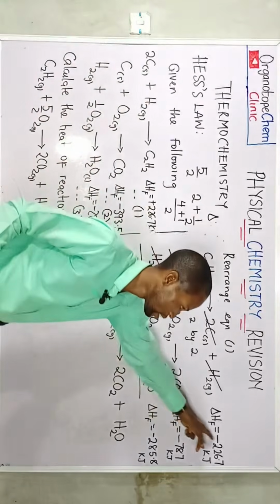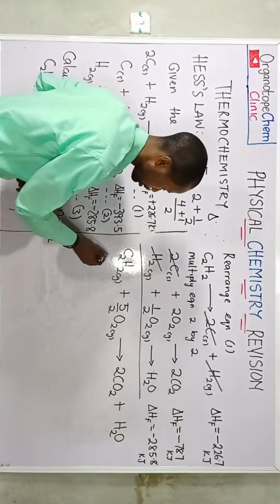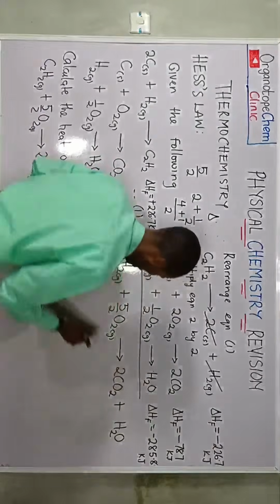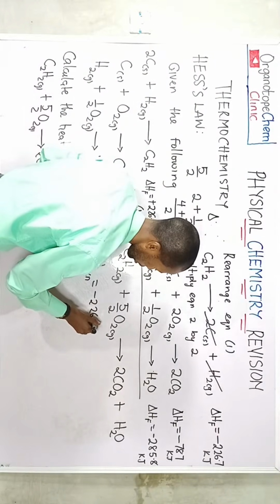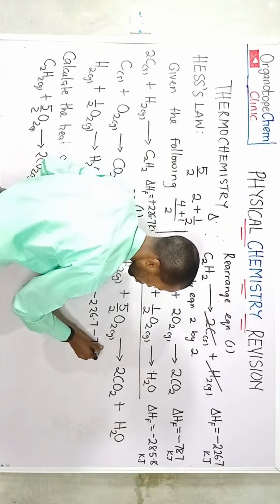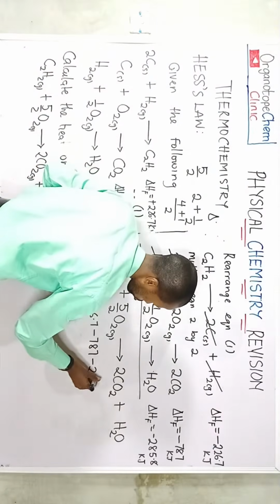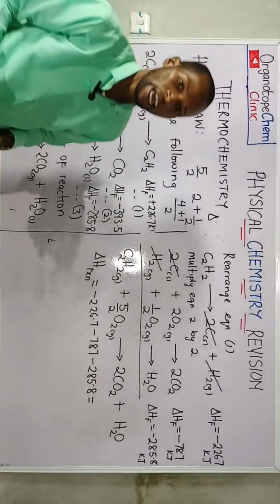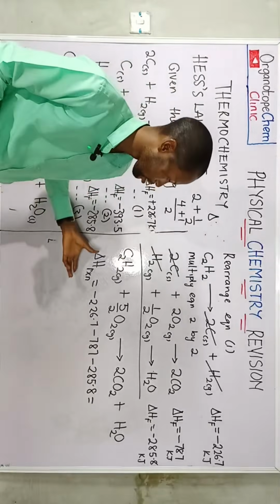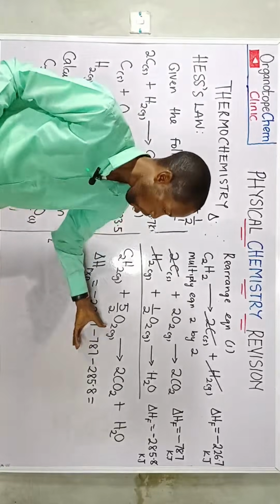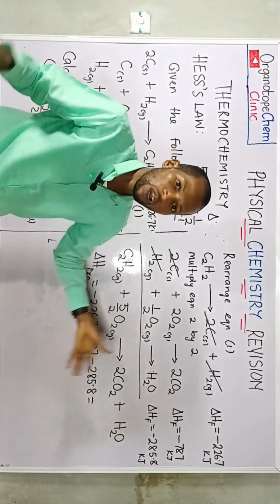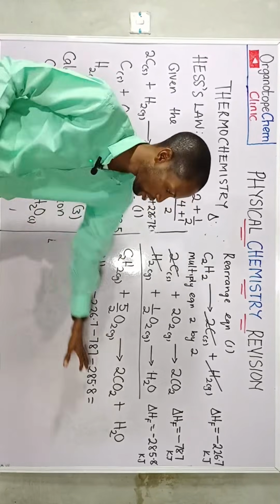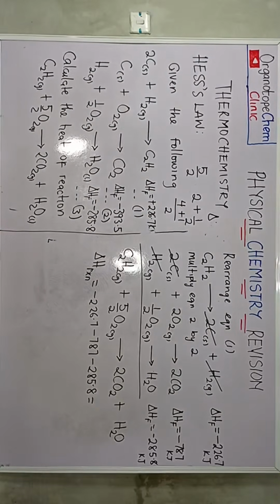Okay, then we can add all the enthalpies together. So delta H reaction equals minus 226.7 minus 787 minus 285.8 equals what? Okay, that is what Hess's law states. That's the enthalpy of the individual steps, when you add them together, must give you the enthalpy of reaction. So what is the final answer? Can you type that in the chat?